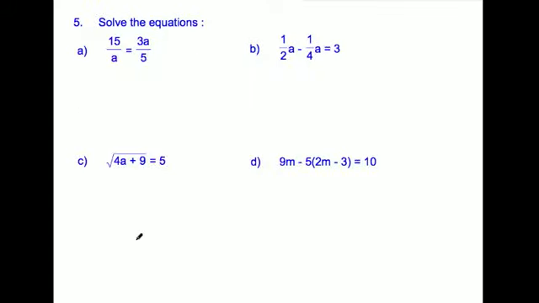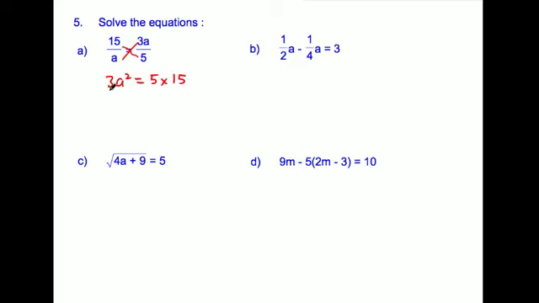Solve the equations. In the first case, we have a single fraction on each side. For this kind of sum, we cross multiply, which means multiply diagonally. 3a times a is 3a squared. And here we have 5 times 15.